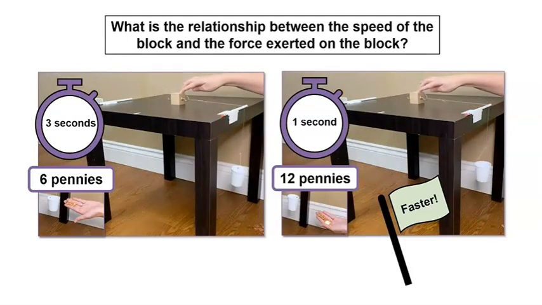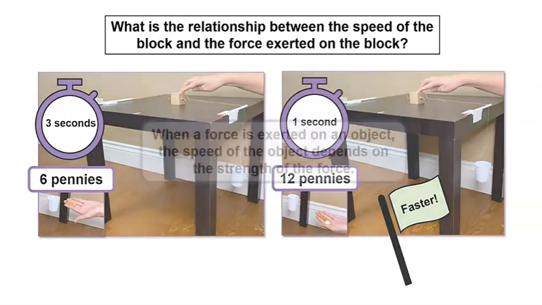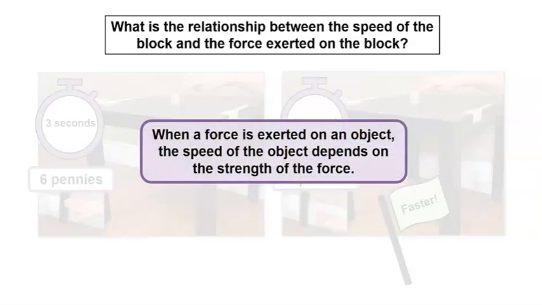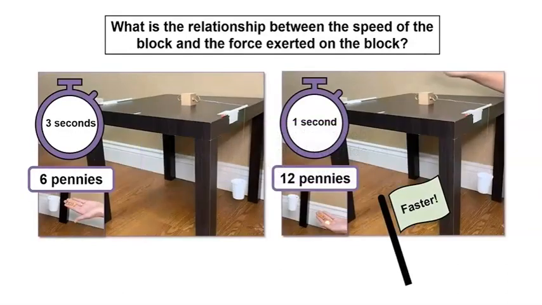So what is the relationship between the speed of the block and the force exerted on the block? When a force is exerted on an object, the speed of the object depends on the strength of the force. In other words, a stronger force results in an object moving faster, and a weaker force results in an object moving slower.